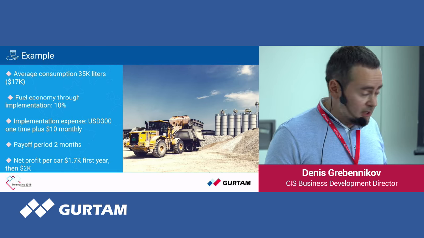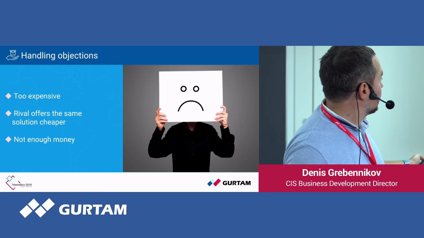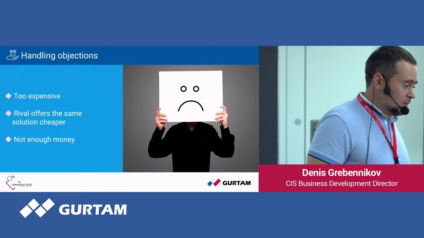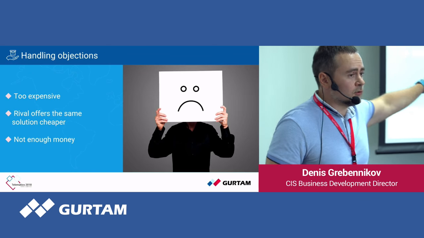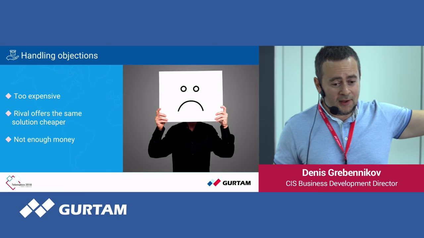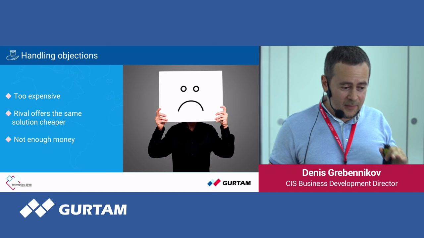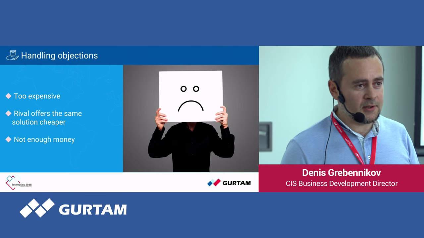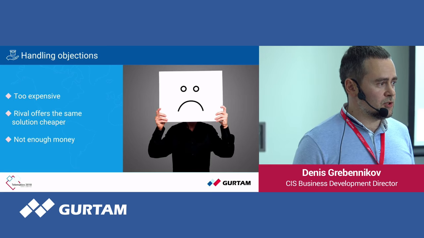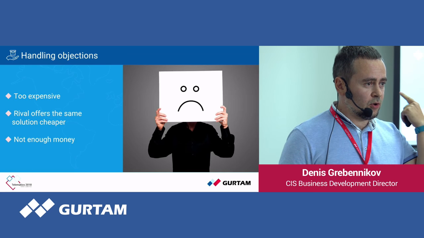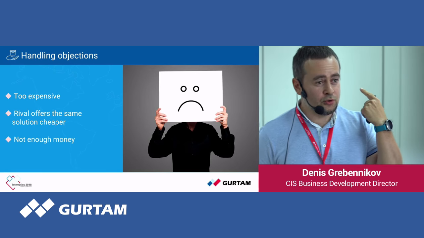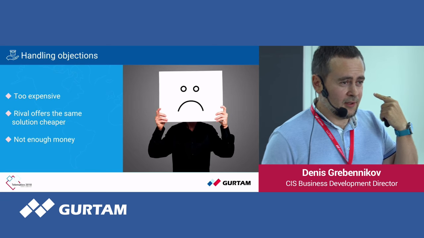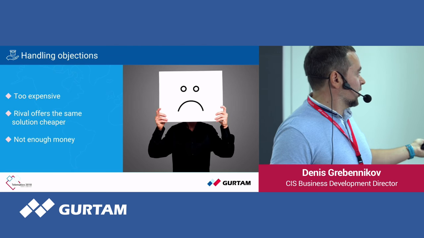But there is another one. Your rival offers the same solution but cheaper. Well, if you walked carefully through all the stages we discussed, you get a ready-made solution developed specifically for this customer and which fits his business needs. In order to offer the same, your rival should do the same. And if he did it, he won't be that cheap. But if he's cheaper, maybe it's not the same.